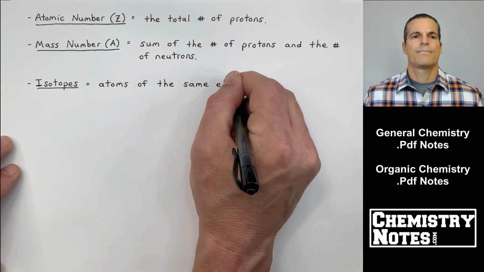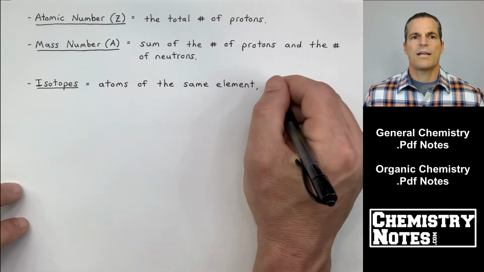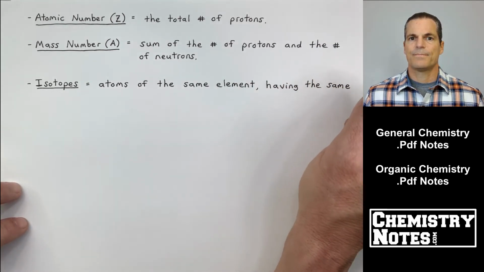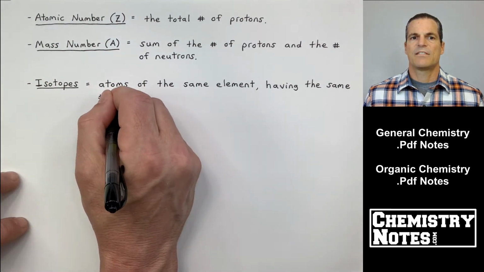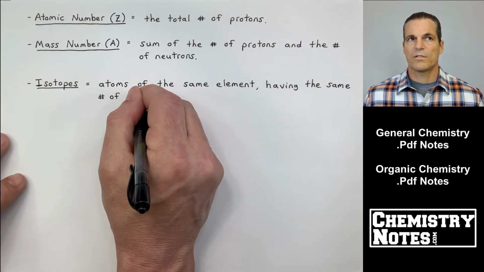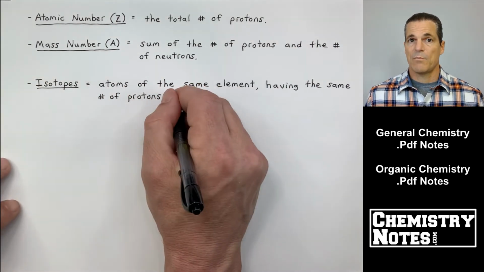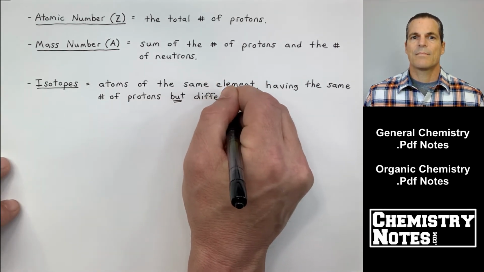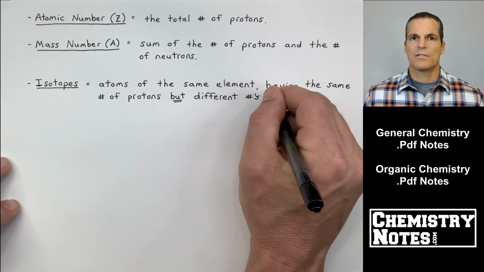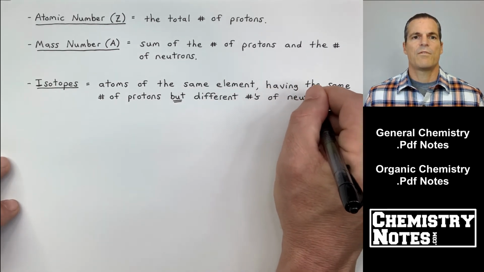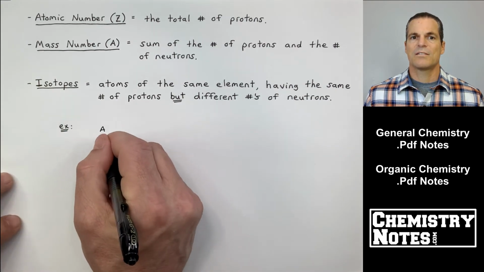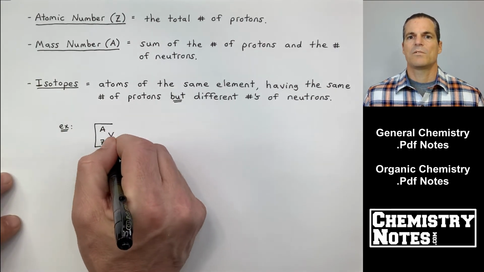All right? Isotopes. Isotopes are defined as atoms of the same element having the same number of protons, of course. If they're the same element, they have the same number of protons by definition. But they have different numbers of neutrons. Okay? So one more time from the top. Atoms of the same element having the same number of protons, but different numbers of neutrons.